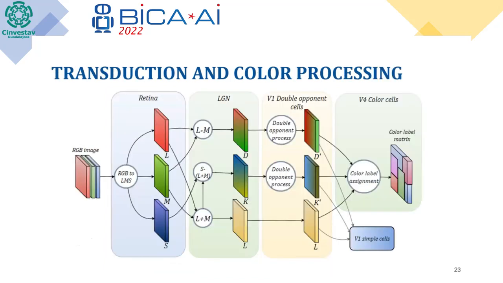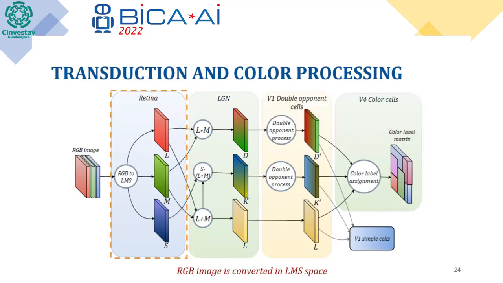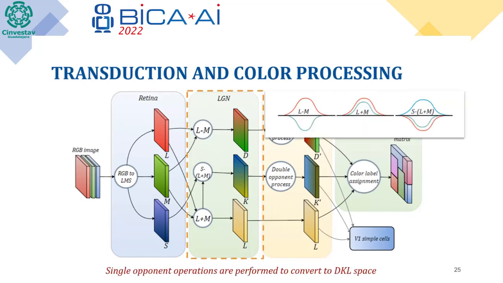Speaking about the color processing, we start with an RGB image, and then we transform the RGB image into an LMS space that corresponds to the activation of the cones, with long, medium, and short wavelengths. Then in the lateral geniculate nucleus, the cone-opponent operations are performed to convert to DKL space.